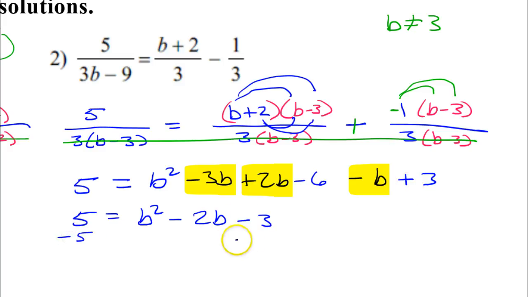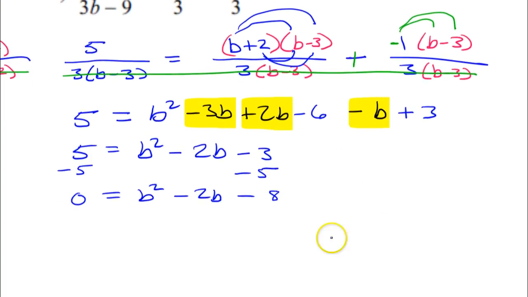Then I'm just going to subtract this 5 from both sides. So I'll have 0 is equal to b squared minus 2b minus 8. Probably this will be factorable. Let's give that a try.